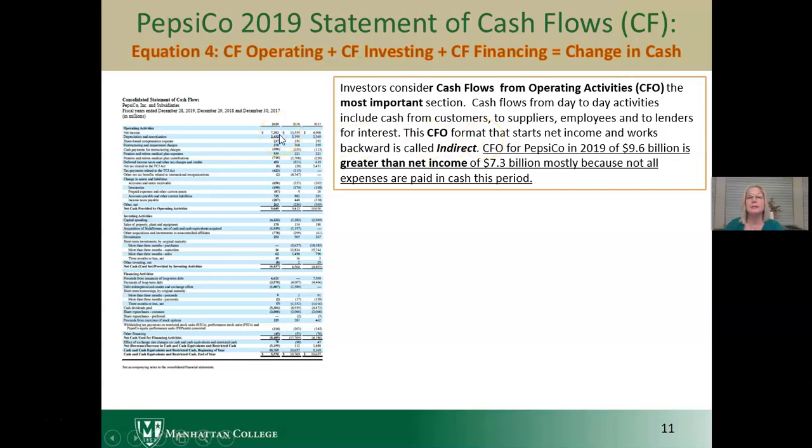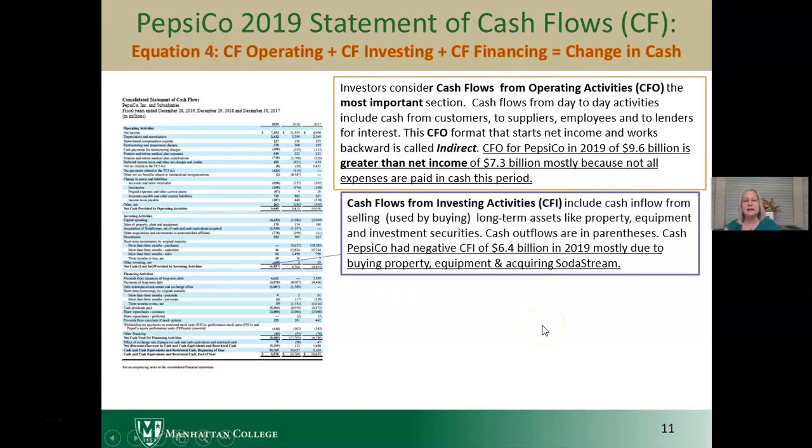The cash flow from operations, I abbreviate that CFO, format that PepsiCo uses and most companies use starts with the net income and the 7.3 billion. And what happens is it adds back non-cash expenses and changes in short-term assets that don't affect cash. So the reason why the cash flow from operating activities for PepsiCo is 9.6 billion and it's greater than net income, that's only 7.3 billion, is because not all expenses are paid in cash this period.